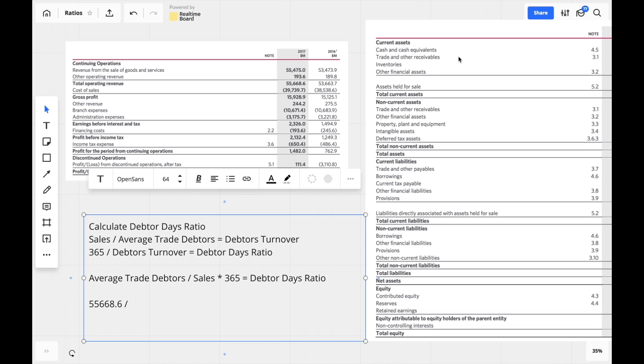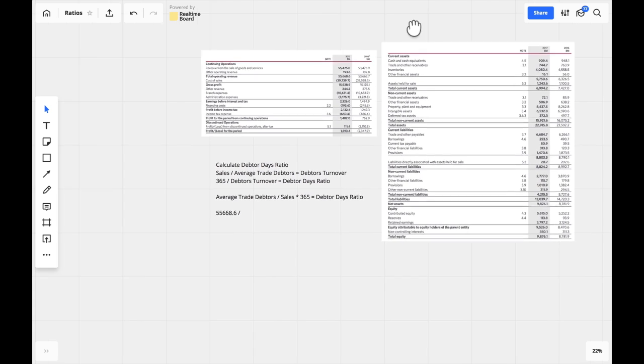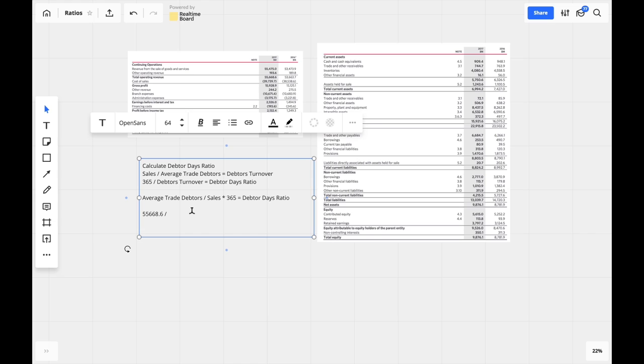Now, trade debtors is trade and other receivables. And so we're going to take the average across the 2 years. So we're going to take the current year of 744.7 million, and we're going to add 763.9, and we're going to divide that by 2. And that will end up being our debtors turnover. So let's work out what that is.